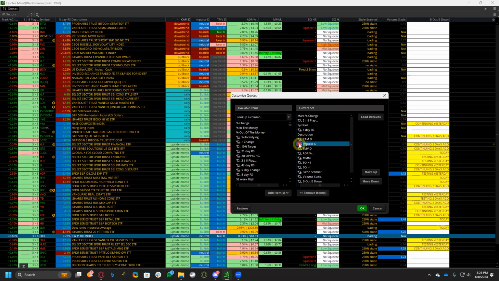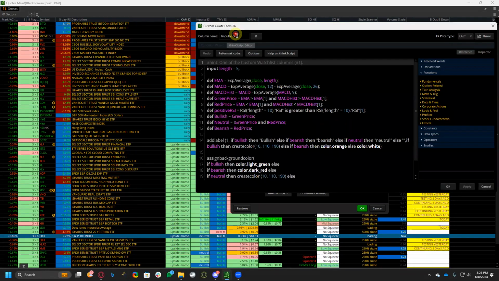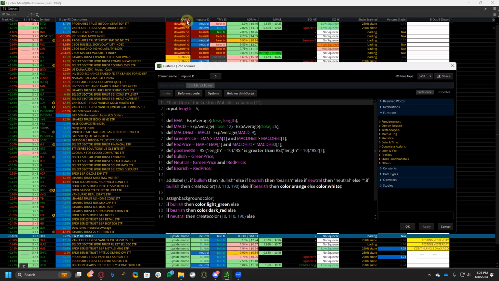modified version, right? And again, I just use the letter D to remind me that I have it set to a daily. I link all of these together. So if I change the CAM to an hourly, I will also change the impulse to an hourly and the TMV to an hourly, right? That's the way that I run it. All three of those for me are always on the same time frame.